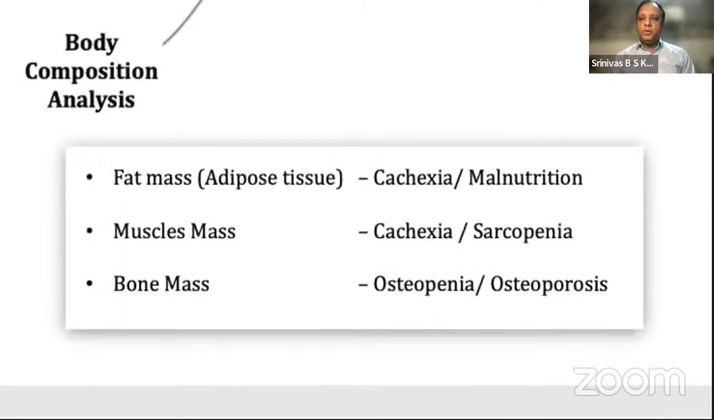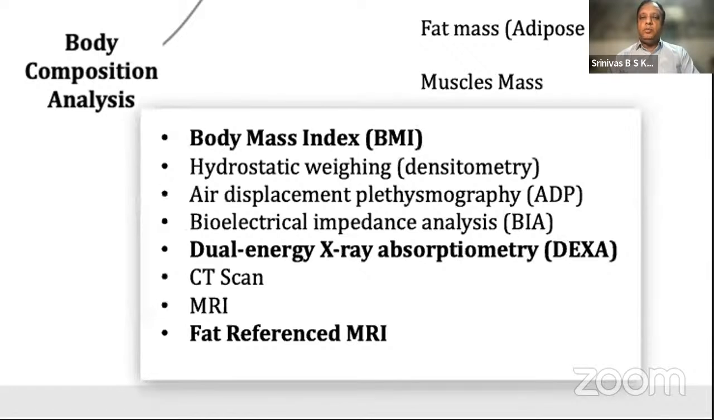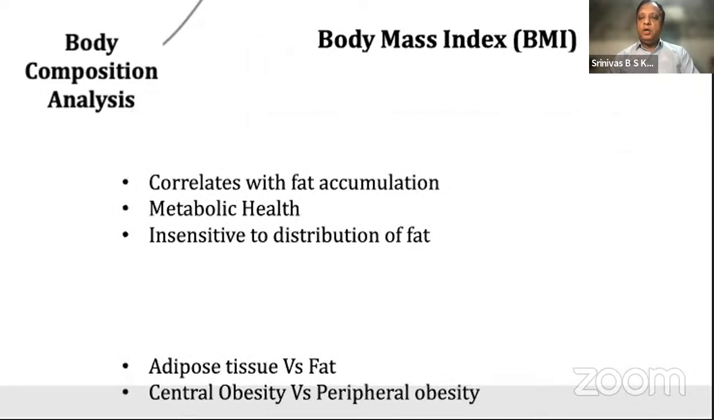Analysis of body composition may be done to assess not only bone mass, but also muscle mass and strength and fat mass. These are important tissues being recognized in aging and fragility fractures. Common tools used to measure are the BMI, DEXA, and fat-referenced MRI scans. BMI generally correlates with fat accumulation, but it is insensitive to distribution of fat.